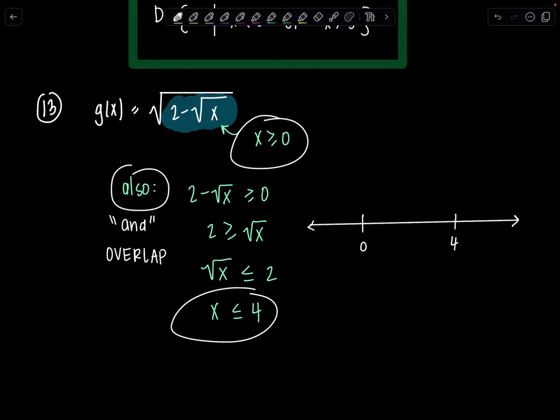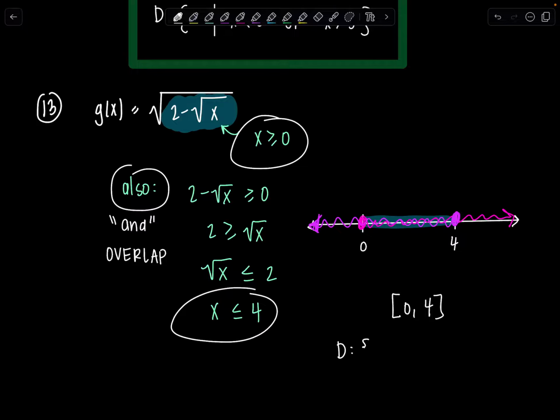x has to be greater than or equal to 0. So from here this way. And at the same time, it needs to be less than or equal to 4. So where's the overlap? Right here. The overlap is from 0 to 4 with brackets. So that's your domain in interval notation.